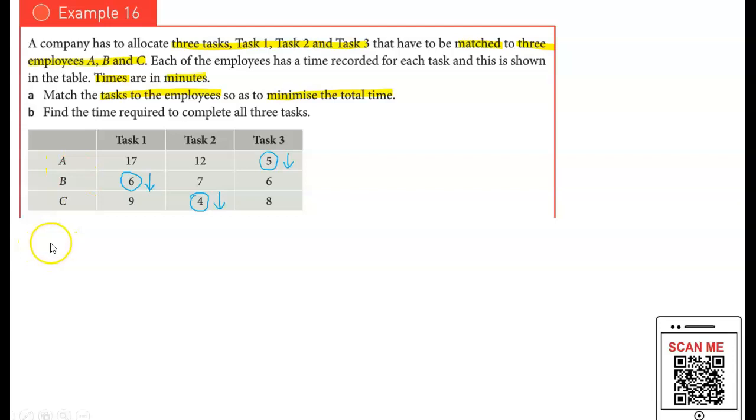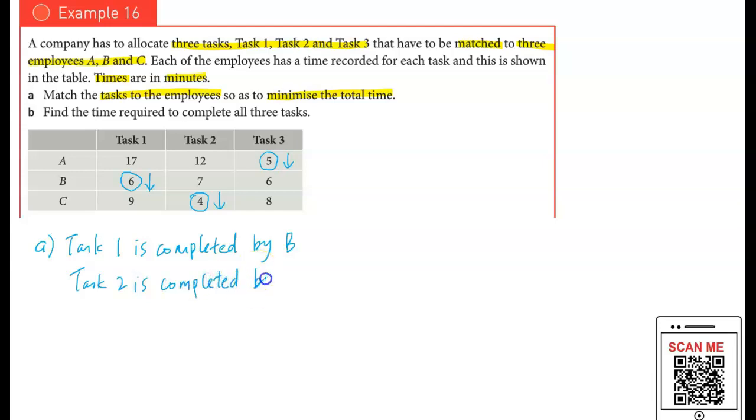So for the allocation, task 1 is completed by B, task 2 is completed by C, and task 3 is completed by A.